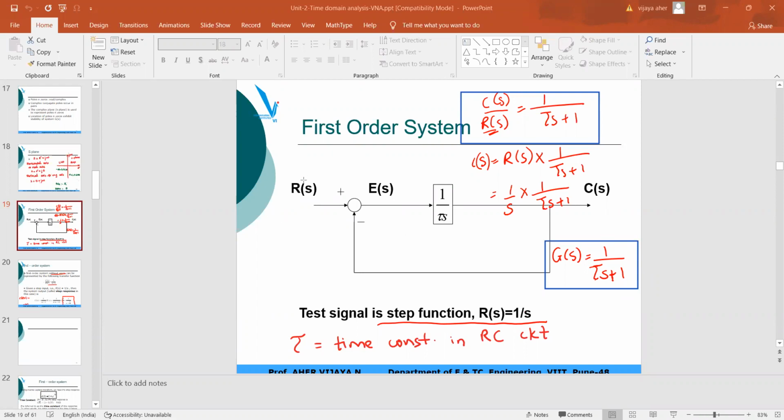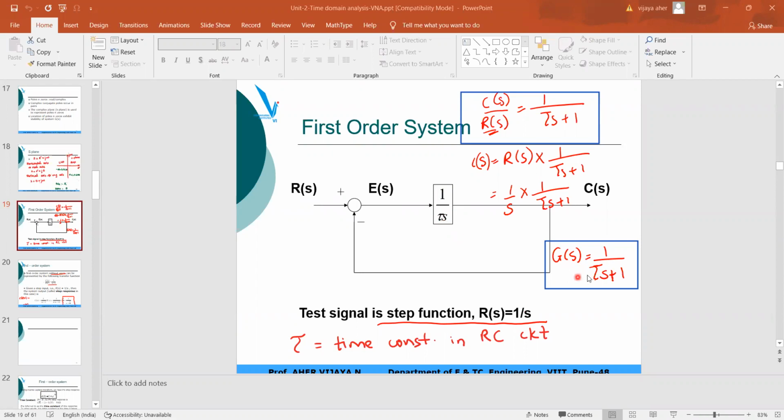Now the test signal we have applied is nothing but a unit step signal. So what is the Laplace transform of the unit step signal? That is, Laplace of 1 is 1 by s. So I have taken 1 by s into 1 divided by tau s plus 1. Simplify, you will get the output, and you are going to plot this response for first order system. You can take any equation in this block. Okay.